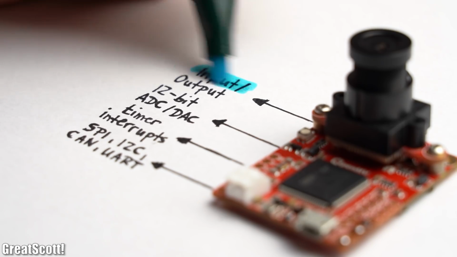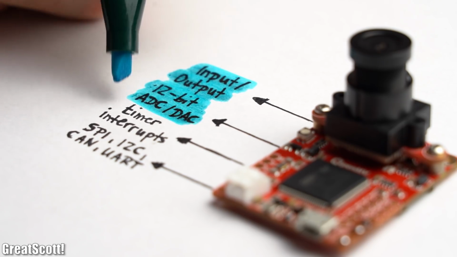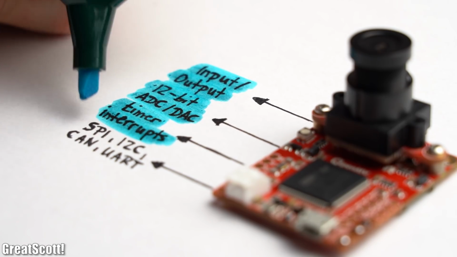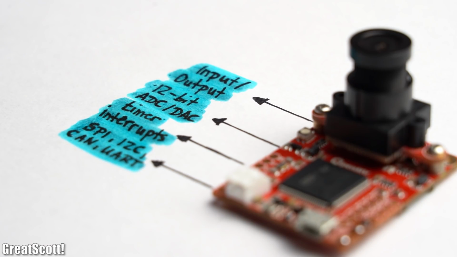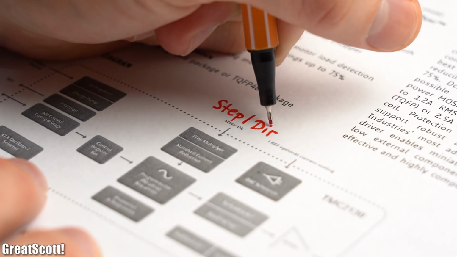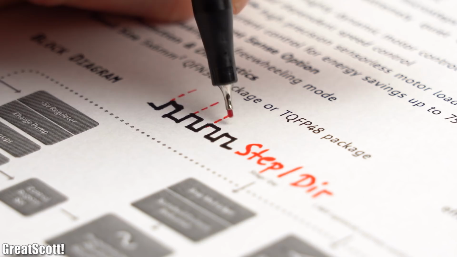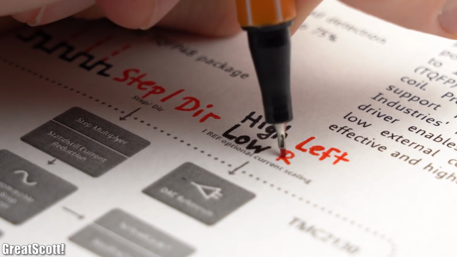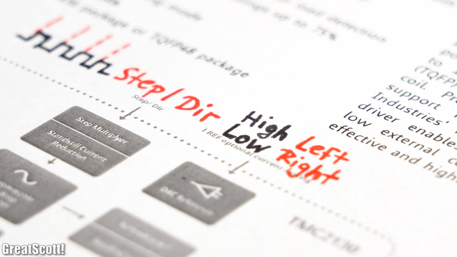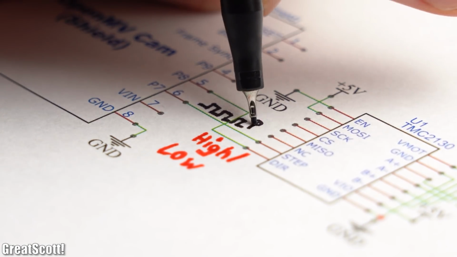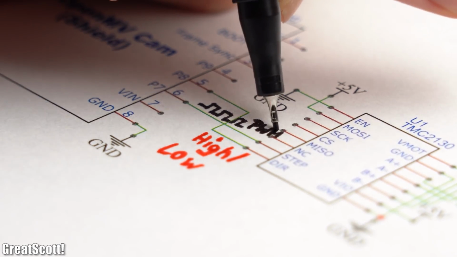The reason is that the microprocessor does offer some input-output pins along with a 12-bit ADC and DAC, lots of timers and interrupt pins, along with of course some communication protocols like SPI, I2C, CAN or UART. Now the driver IC comes with a step direction interface, which means the motor goes one step when a voltage change occurs at the step pin. Also, if the direction pin is low, the motor turns one way, and if the direction pin is high, it turns the other way. This way, you can pretty easily use a simple output pin for the direction pin, and hopefully a PWM pin with a suitable frequency for the step pin.